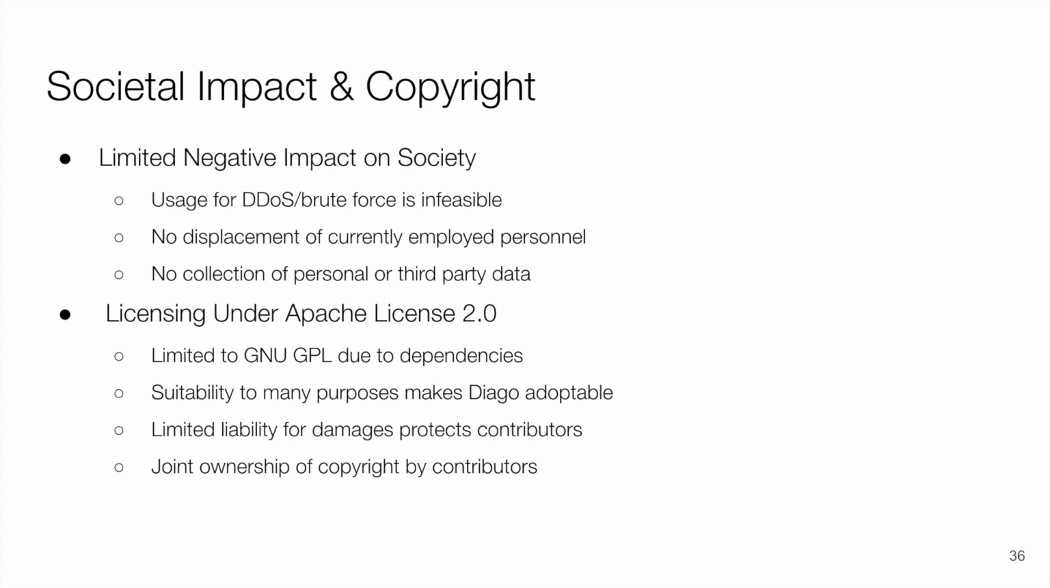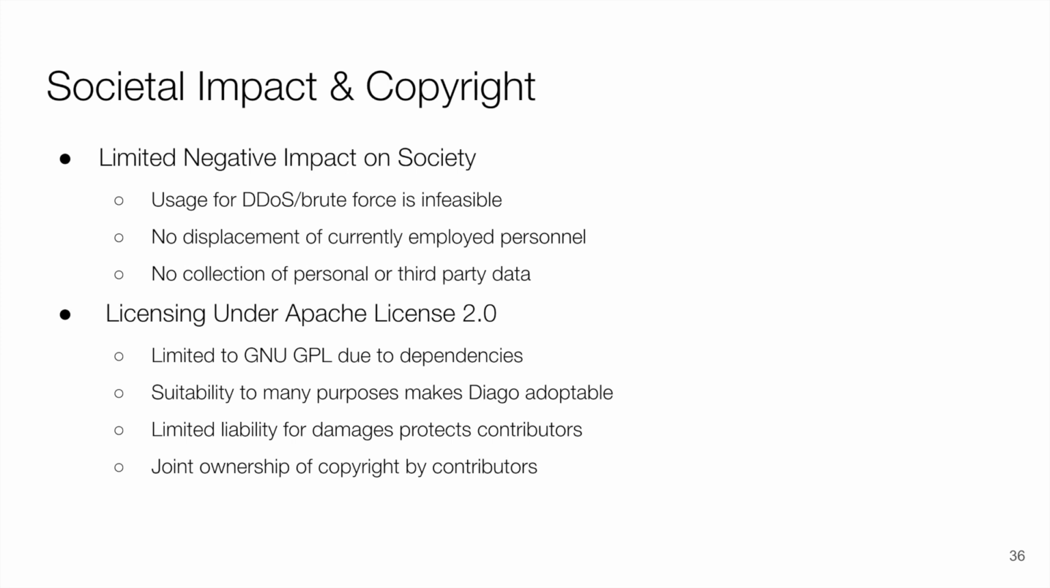As a feature, rate limiting is offered directly by cloud service providers such as Azure and AWS, and is a given on modern-day production services. The functionality of Diago will not displace current employees. Typically, manual orchestration of tests is done by QA or software engineers whose jobs involve many other tasks. Diago doesn't collect any personal or third-party data, which means that the privacy of its users is protected.